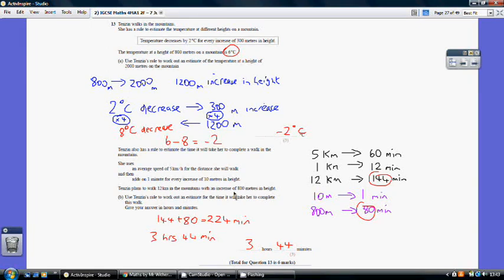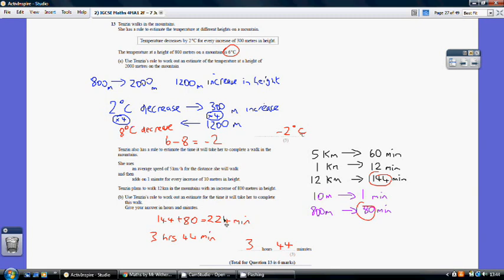Now I've got an increase of 800 meters. Now 10 meters is 1 minute, so 800 meters, 80 times as big, is going to be an extra 80 minutes. So the total time it's going to take me to walk this is the 144 minutes, looking at the first bit, then an extra 80 minutes, taking into account the increase in height. 144 plus 80 is 224 minutes.